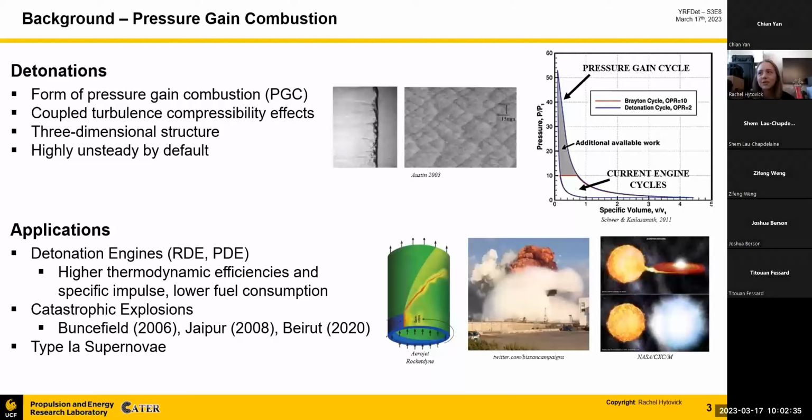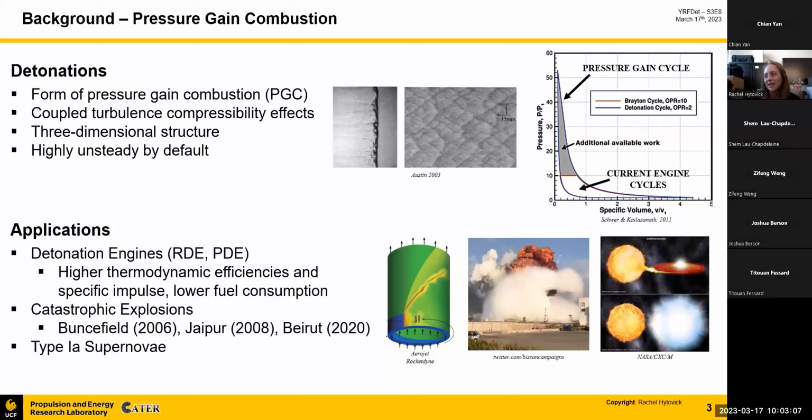So that said, just a quick background. I think we all kind of know what's going on. But detonations are a form of pressure-gain combustion, which is why we want to study them so badly. They're also very difficult to study because they have a lot of turbulence and compressibility effects. They're very three-dimensional and very unsteady. And obviously they apply to RDEs, GDs, and also catastrophic explosions. In that case, we want to prevent them, and understand why they work to help mitigate them.